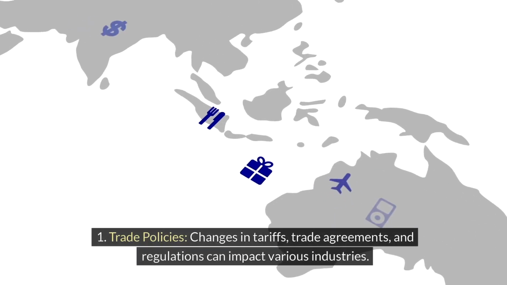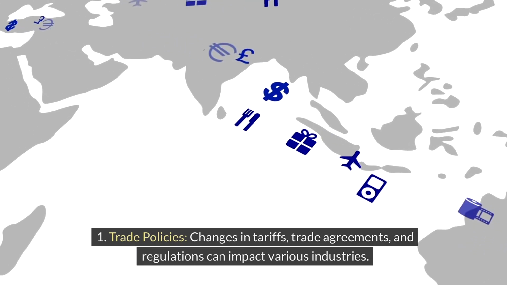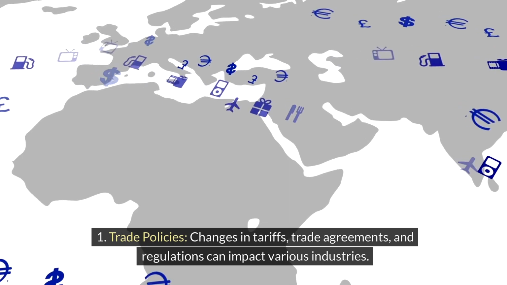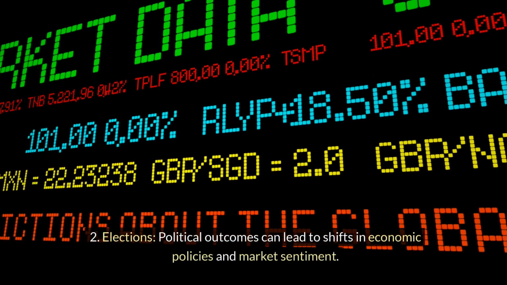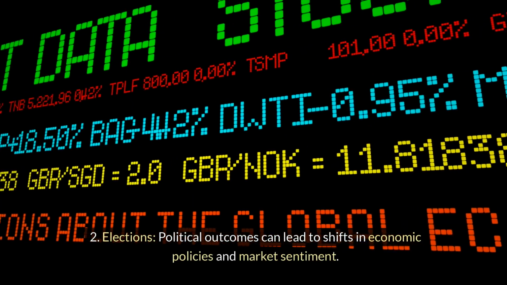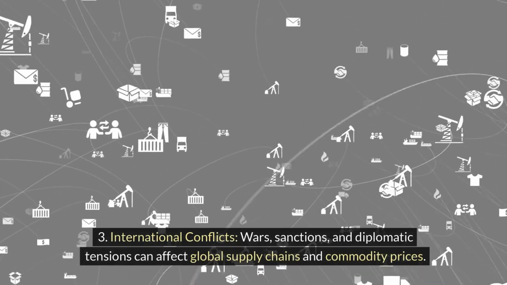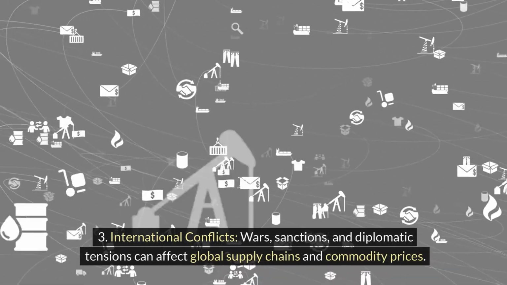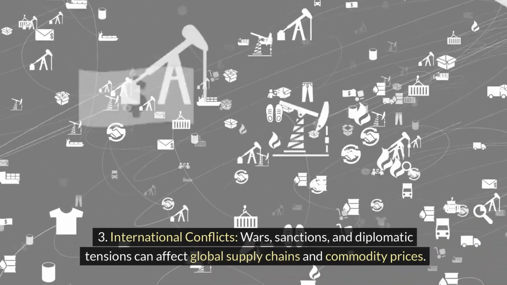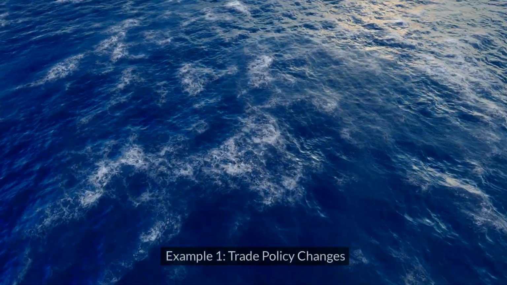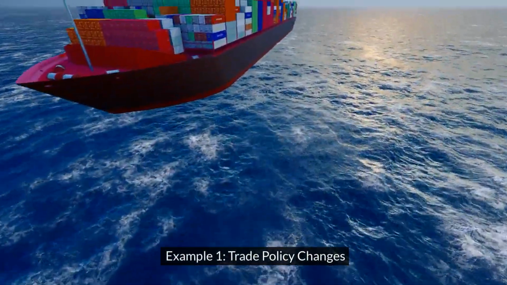1. Trade policies. Changes in tariffs, trade agreements, and regulations can impact various industries. 2. Elections. Political outcomes can lead to shifts in economic policies and market sentiment. 3. International conflicts. Wars, sanctions, and diplomatic tensions can affect global supply chains and commodity prices. Example 1. Trade policy changes.